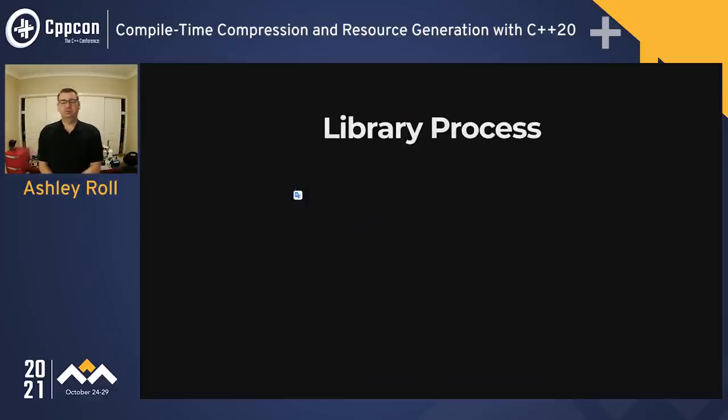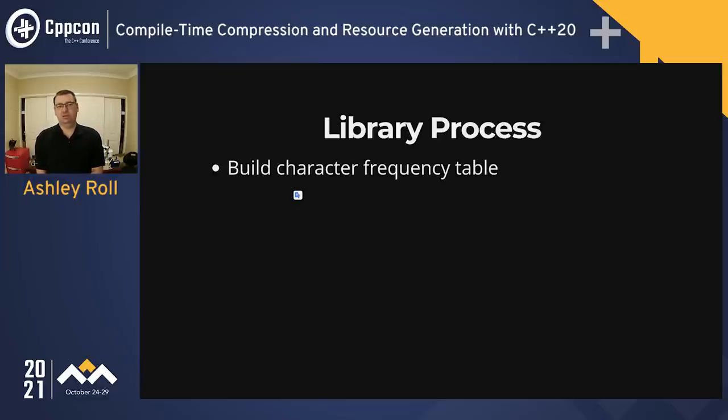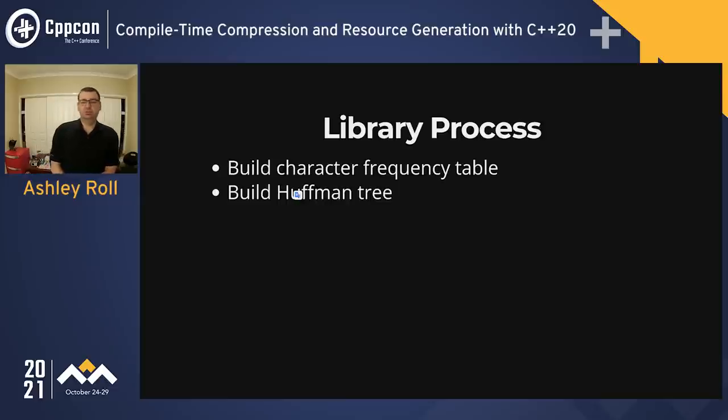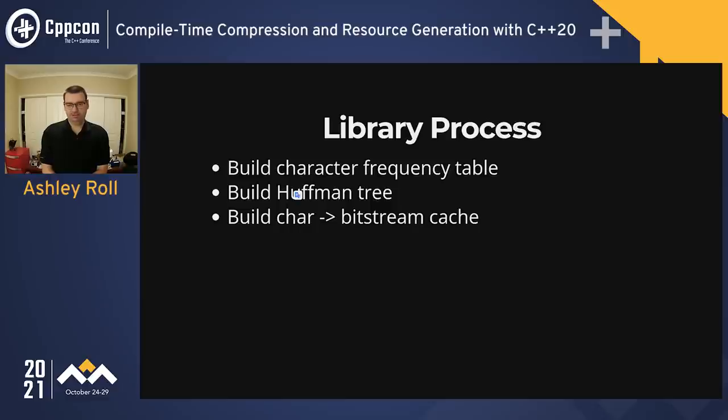Okay, so the library process, when it works, it first of all calculates the character frequency table. So essentially it goes through all of the strings and builds a lookup table with 255 entries, i.e. the number of characters there are, and counts how many occurrences are of each. We then use that to build a Huffman tree in memory, which is hierarchical, and it's not really a balanced tree often. It can be quite lopsided, but we can pre-compute how many nodes and things we need to allocate for that. We build a cache that maps then from the string character into its bit stream that's needed for it, and they're variable length. They could be 1 bit, 2 bits, 3 bits, 5 bits.